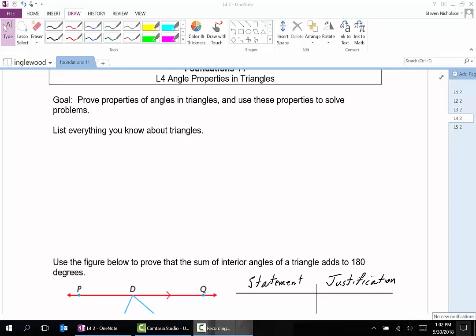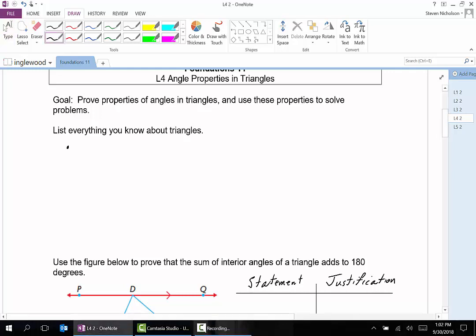Lesson 4 is angle properties and triangles, and you probably know a lot of triangle stuff right now. We're also going to look at those proofs again, where we justify something, we say something that doesn't rely on exact numbers. So pause the video for a second, list everything you know about triangles, and then come back and see how ours match up.